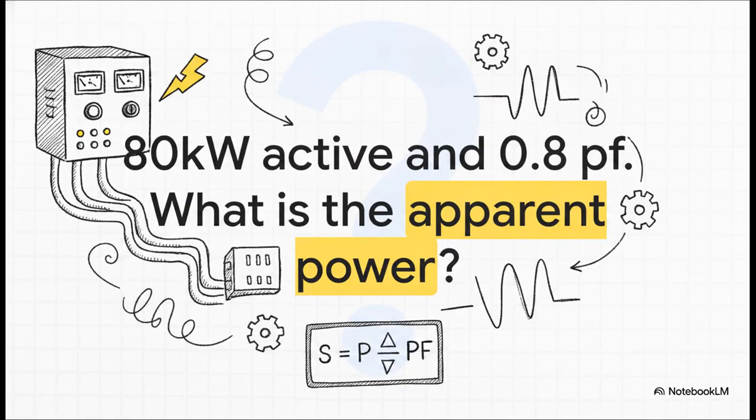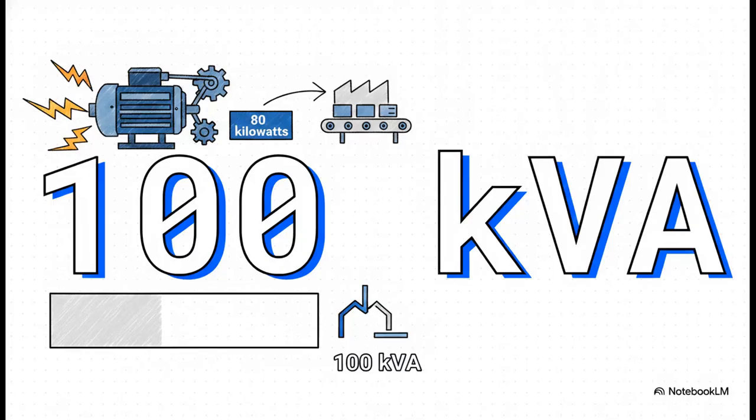Okay, time for a quick, real-world check to see this in action. Imagine you're looking at a motor feeder that shows 80 kilowatts of active power being consumed, and it has a power factor of 0.8. Using the formula we covered just a minute ago, where apparent power equals active power divided by the power factor, what is the approximate apparent power, or S, of this system? If you guessed 100 kVA, you hit the nail on the head.